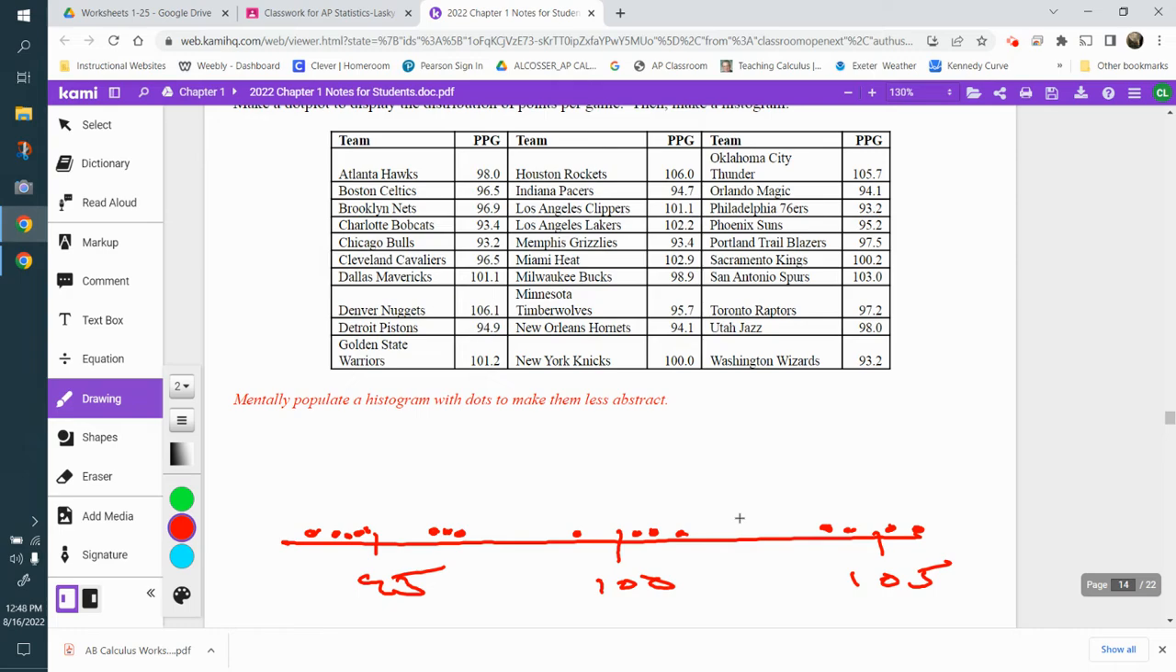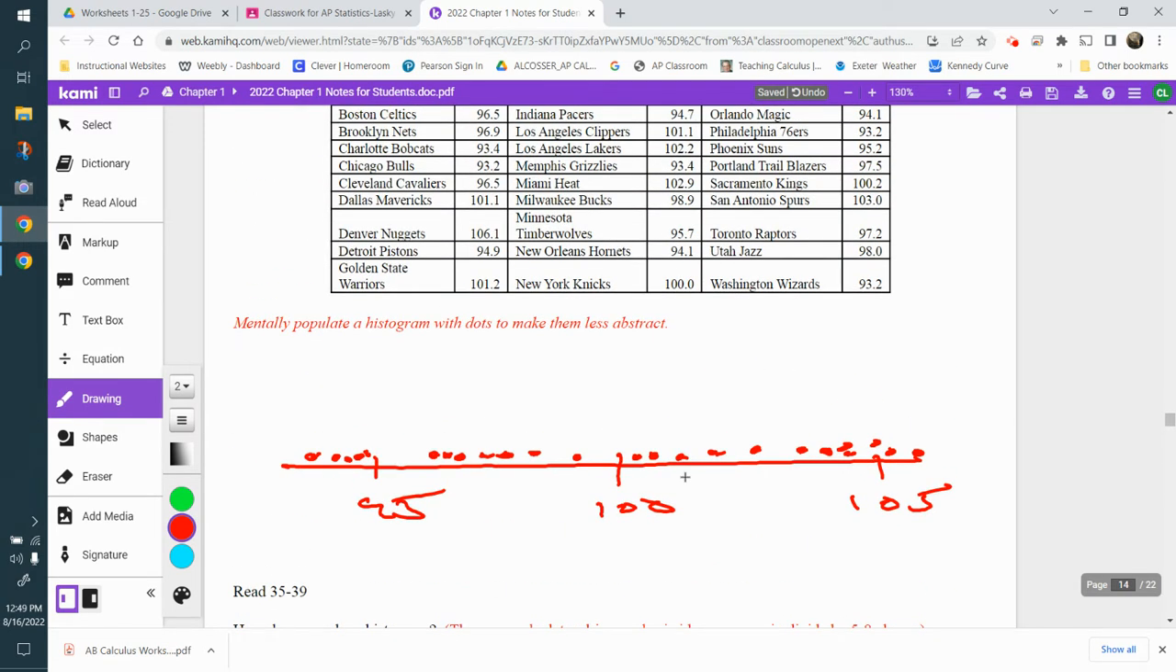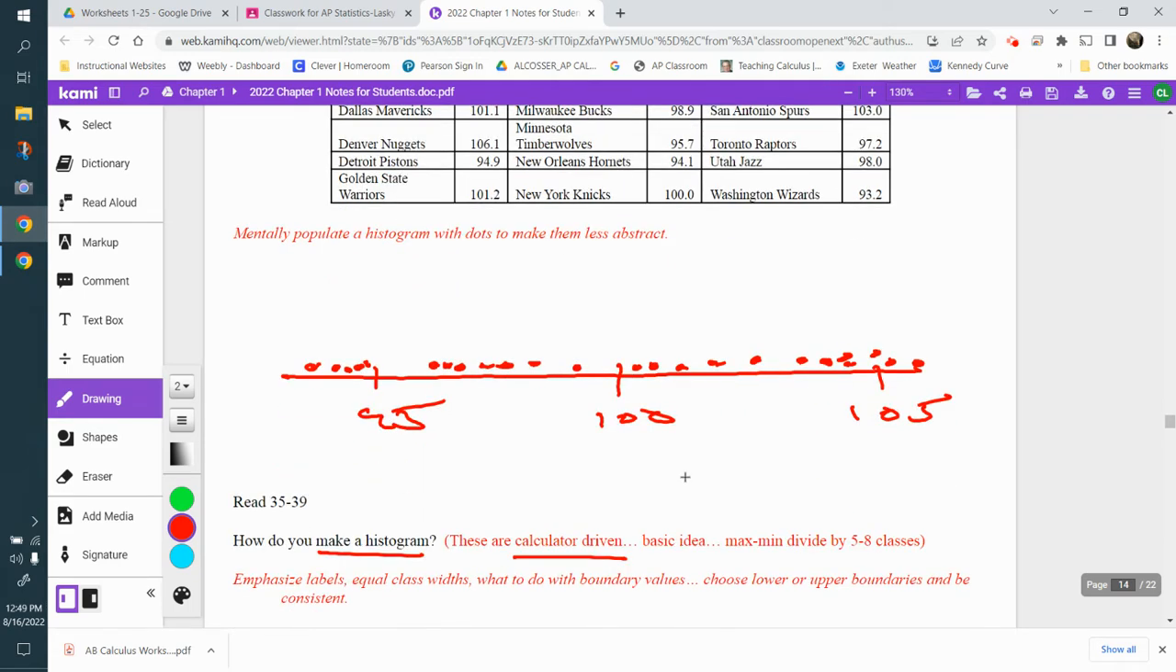So there we go. And so what happens is we get a bunch of dots like this. And once we get these dots, we can't tell the shape. So what we do is we build what's called a histogram. And these are calculator driven. So with histograms, let's say the biggest number is around 106, right? Let's just say 106.5, and the lowest number is 93.5. So I take the max and the min, and I get an answer. So that's 13.